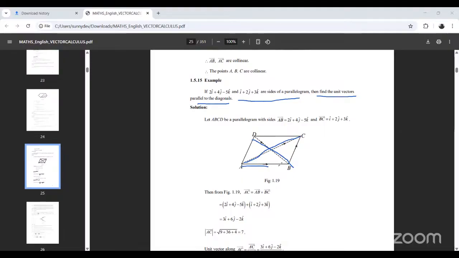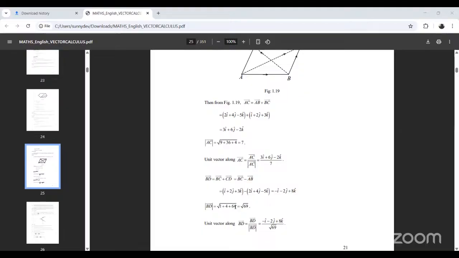So this is AB and this is BC. So what does AB mean? They have already given that these are the sides of the parallelogram, no? So AB is 2i plus 4j plus 5k and BC is i plus 2j plus 3k. So if we add these, what do we get?